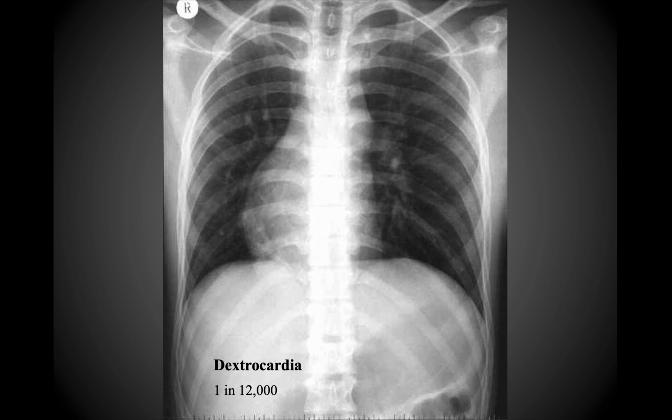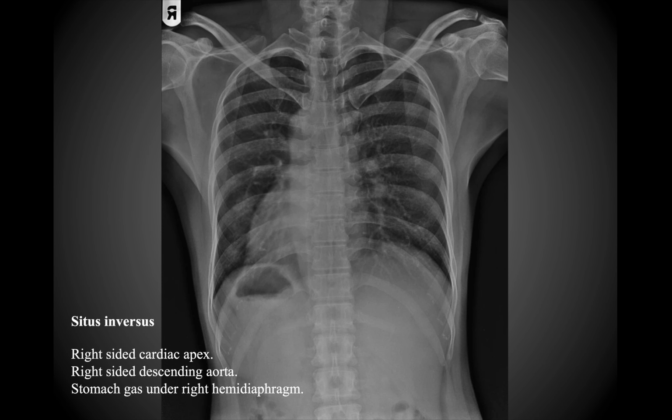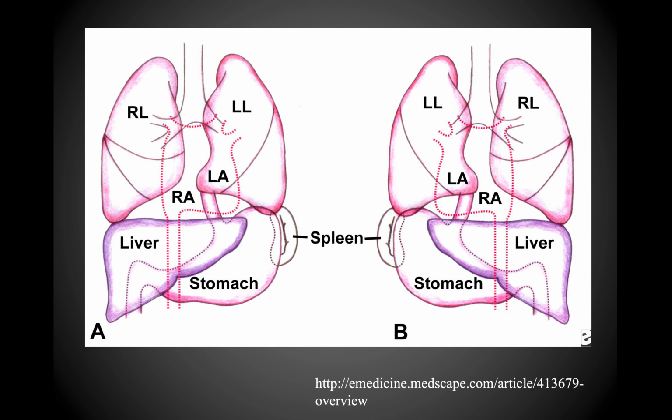So this usually is seen in about 1 in 12,000 individuals. And so this is another example here of situs inversus, where again you can see the cardiac apex on the right side of the thorax. You also notice the gas bubble underneath the right hemidiaphragm, and then the right-sided descending aorta coming down off of the heart there as well. So that's how you know that this is situs inversus as opposed to just a simple dextrocardia.